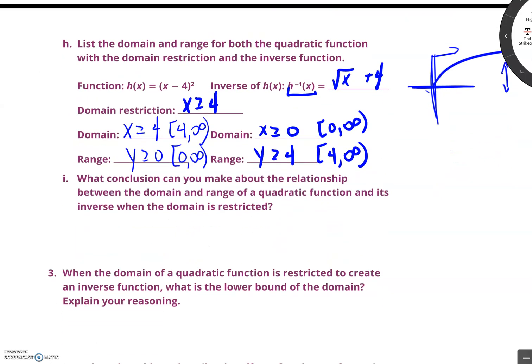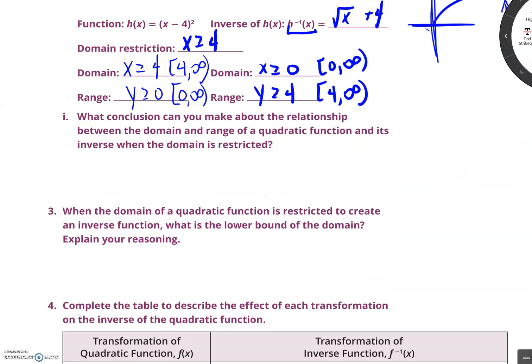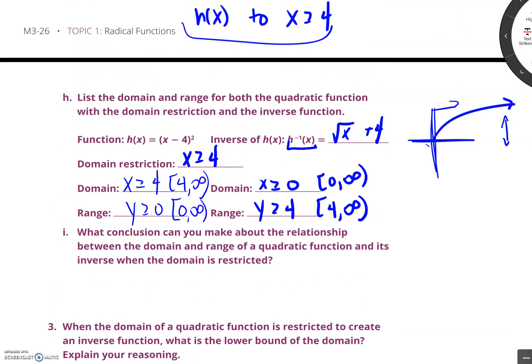What conclusions can you make about the relationship between the domain and range of the function? All right, so this concludes this.